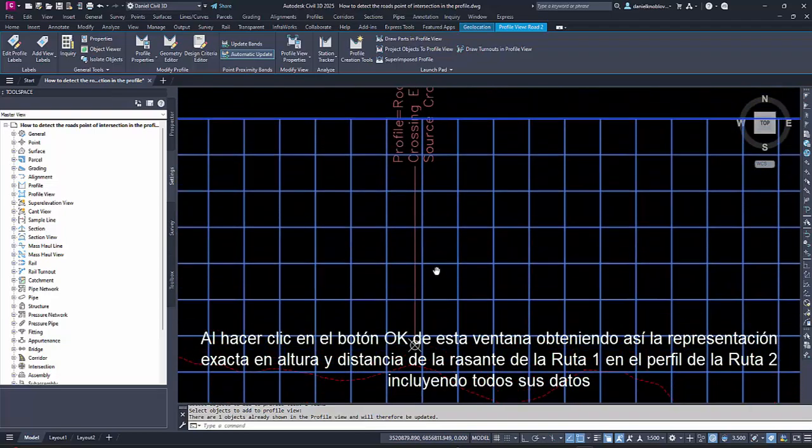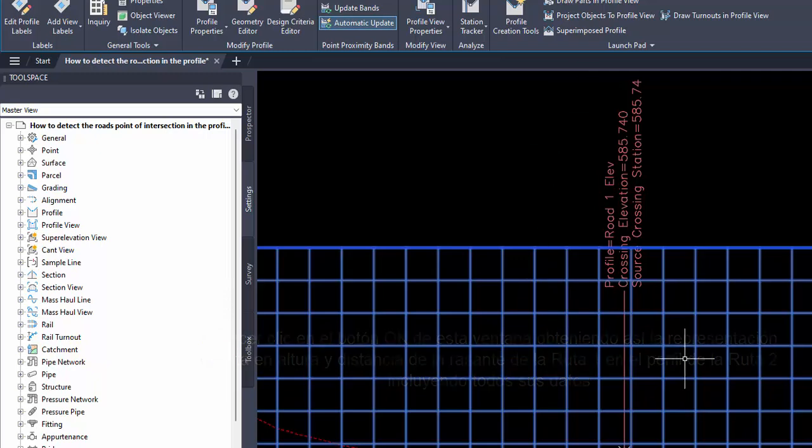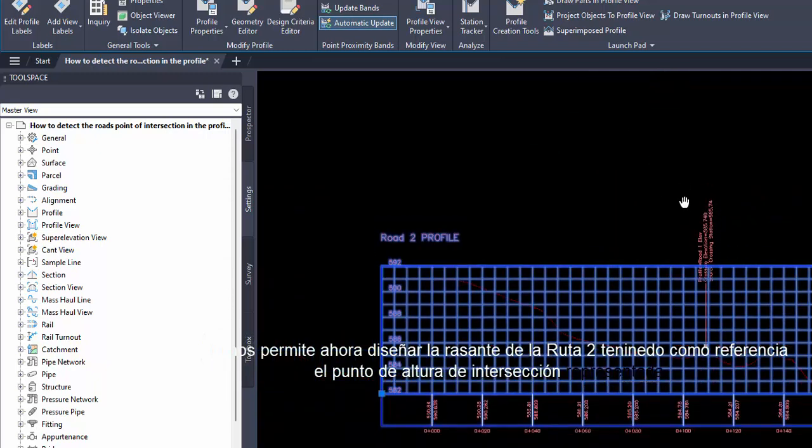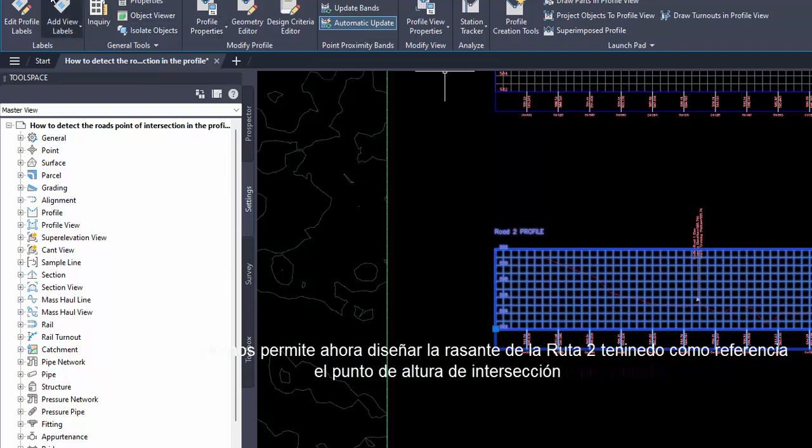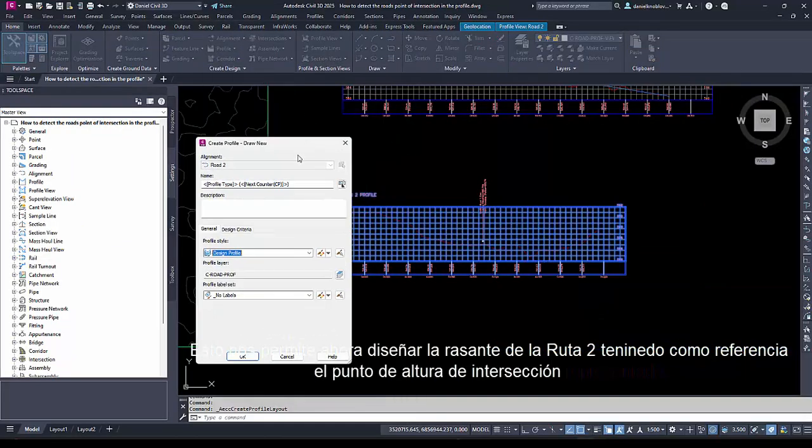thus obtaining the exact representation of the elevation and distance of the grade of Road 1 in the profile view of Road 2. Now we are able to design the Road 2 elevation using the reference Road 1 elevation at the intersection point.